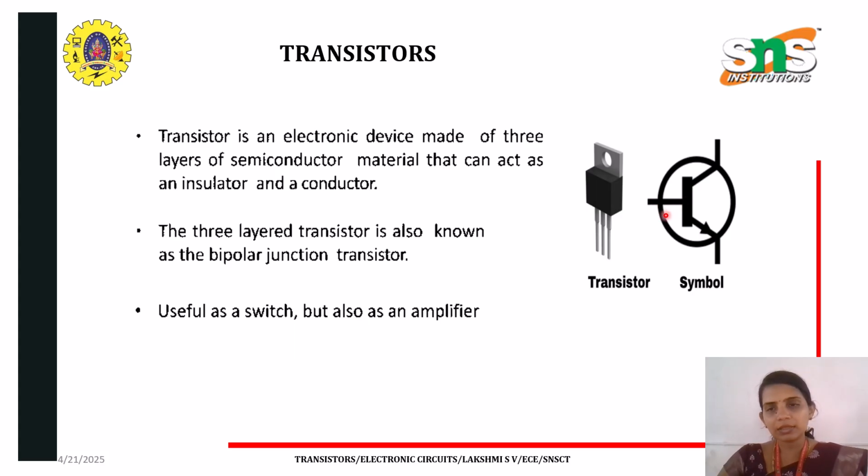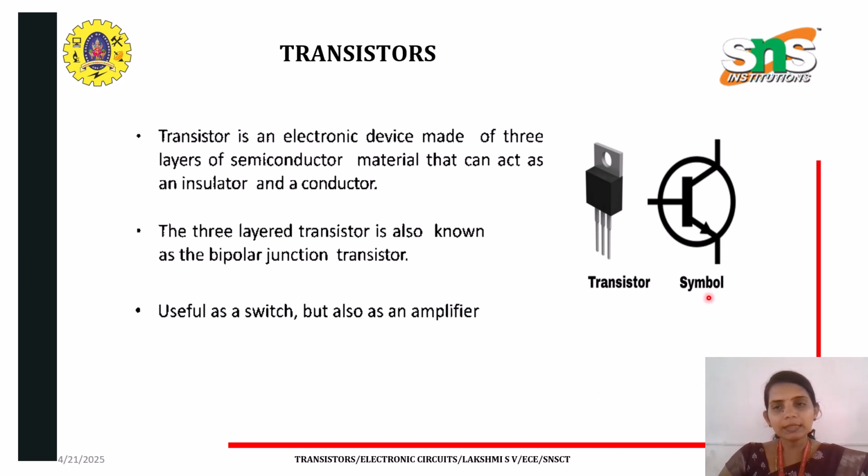Base is normally thin and lightly doped, whereas the emitter is heavily doped and moderately sized. The collector is a terminal which is larger in size and moderately doped. Base is slightly doped, emitter is heavily doped, and collector is moderately doped. This is how the structure of a transistor will be.